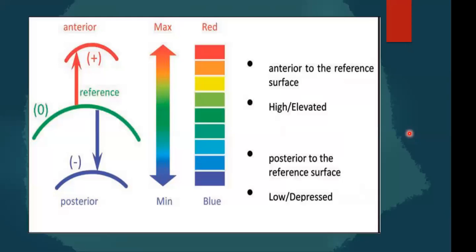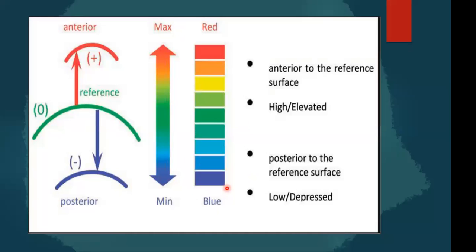Let's talk about what you mean by elevation based methods. It's a little basic, but I thought I should cover it. An elevation based method will always have a reference, like we have a reference of sea level. So this is point 0, and anything above it, or anterior to it, is going to be plus. It's going to be a higher point, a more elevated point. Anything below this, anything posterior to this, is going to be minus, and posterior is represented by cooler colors. It's a lower down point and it's a depressed point.